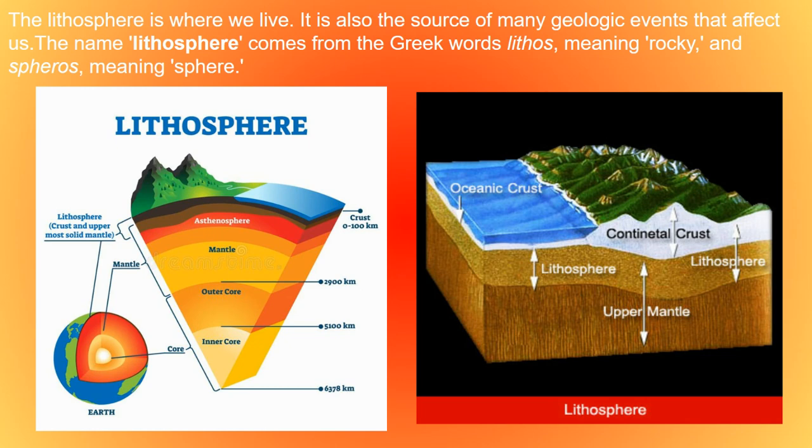The continental lithosphere is called Sial, that is silica plus aluminium, and the oceanic lithosphere is called Sima, that is silica plus magnesium.